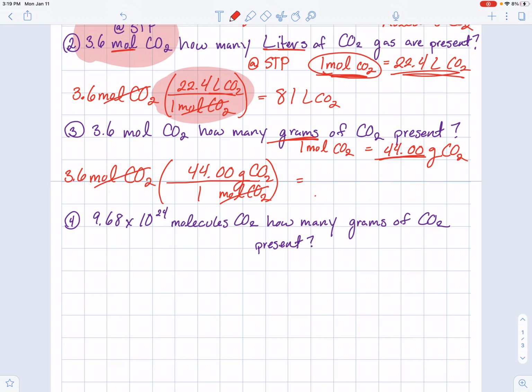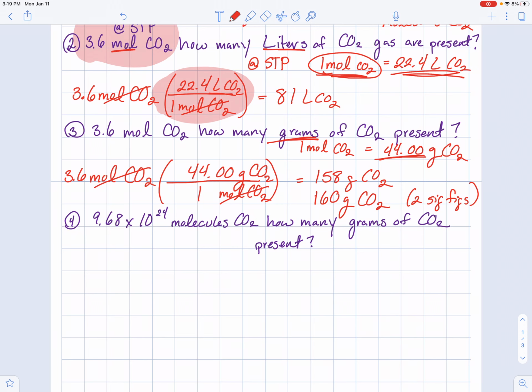And I got 158.4. I think I only get 2 sig figs. So 158 grams of CO2 is actually going to round to 160 grams of CO2. And that's just sig figs, 2 sig figs. So if you have a question about sig figs, I can help you more with that in class.